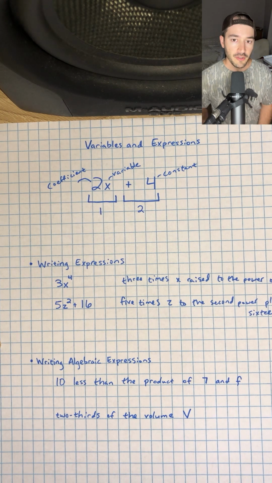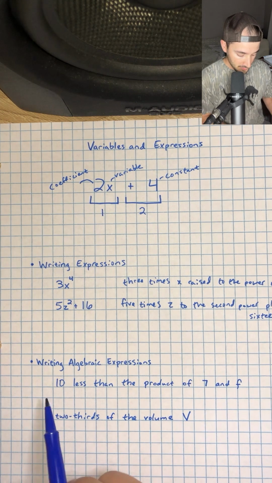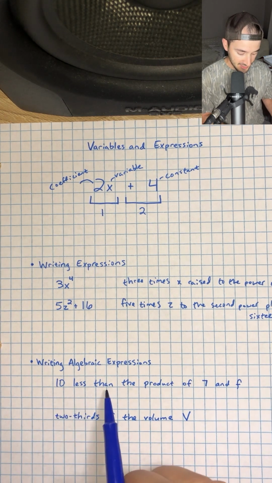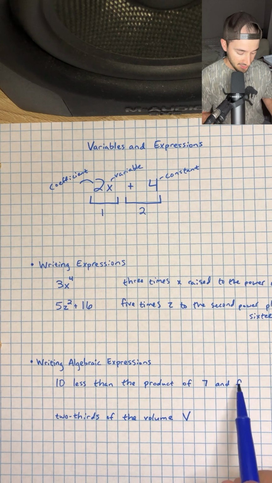So what if we want to go the other way, going from written expressions to algebraic expressions? So this is really important whenever you have word problems, which you will, that are going to write these expressions out in words, and then you need to know how to write it algebraically as an expression, okay? So let's say we have 10 less than the product of 7 and f.